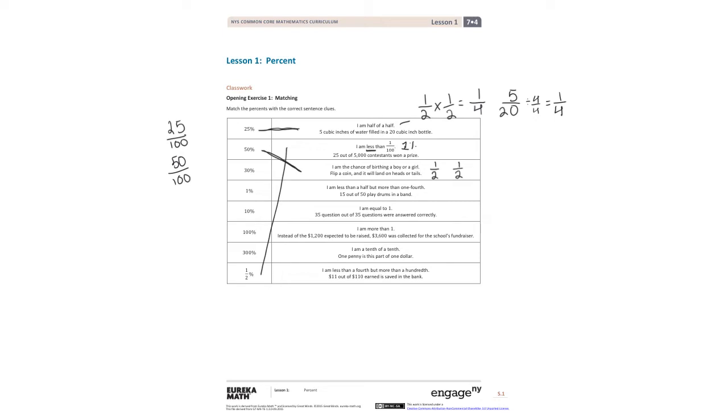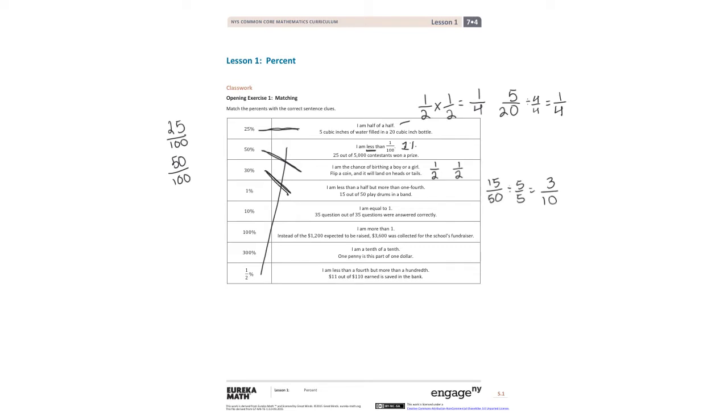The next number sentence, I am less than half but more than 1/4. 15 out of 50 play drums in a band. I think the best way to go about this is to have 15 over 50 and then simplify. We both know that 5 can be simplified into these 2 numbers. So 15 divided by 5 is going to give us 3, and 50 divided by 5 is going to give us 10. So now I have 3 over 10, which is going to give me 30%.